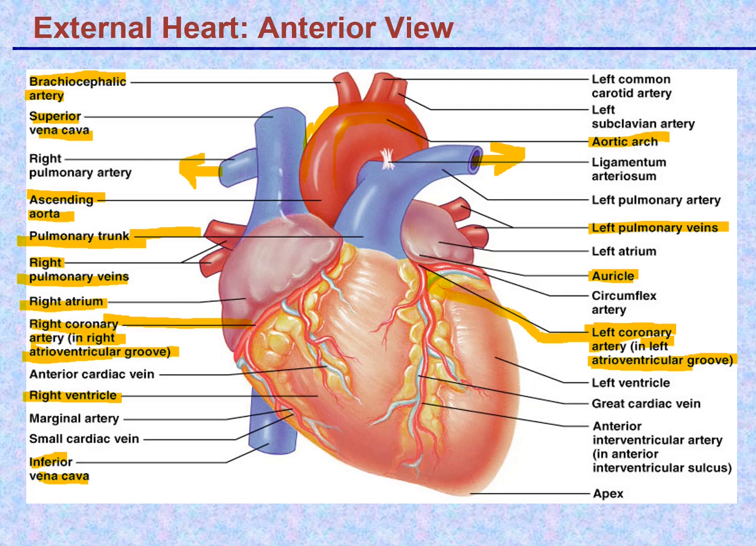It sends blood up to the lungs. The right pulmonary artery sends blood up to the right lung. The left pulmonary artery sends blood up to the left lung. The major vessels coming off the arch of the aorta are the brachiocephalic artery, right there, and the left common carotid artery, over here.